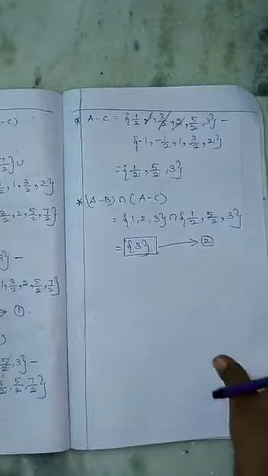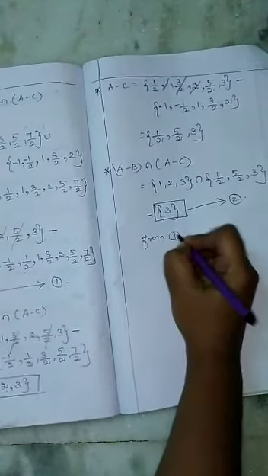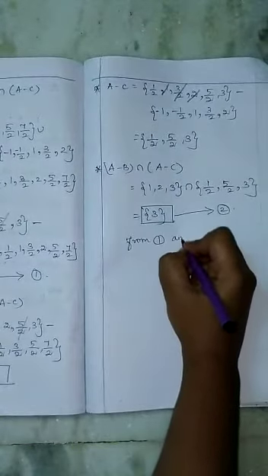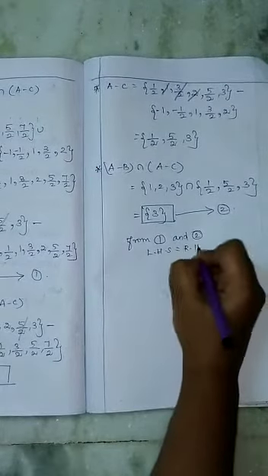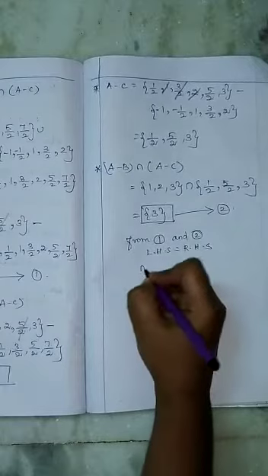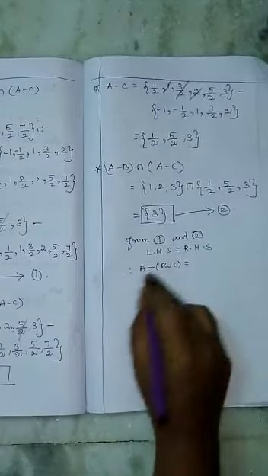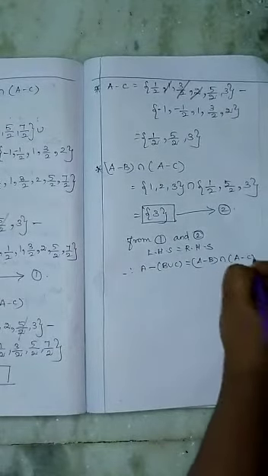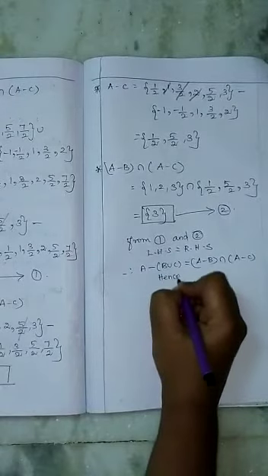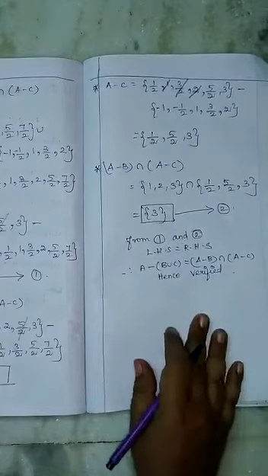Okay. Now check the first equation and second equation. You got the same answer, right? So here you write from 1 and 2, that means LHS equals RHS. Therefore, A difference (B union C) equals (A difference B) intersection (A difference C). Hence verified. So this is the answer for this question. Thank you.